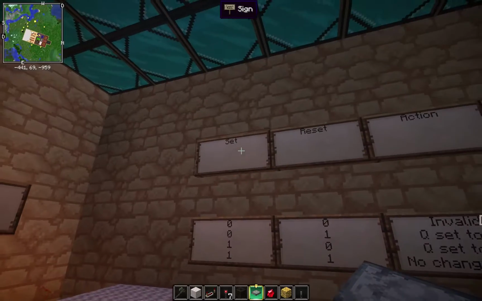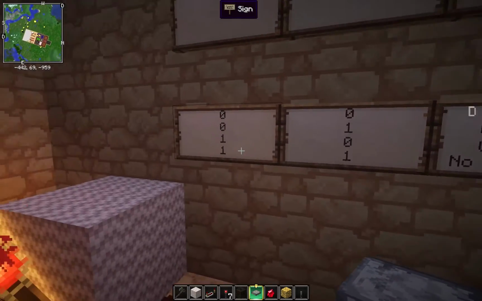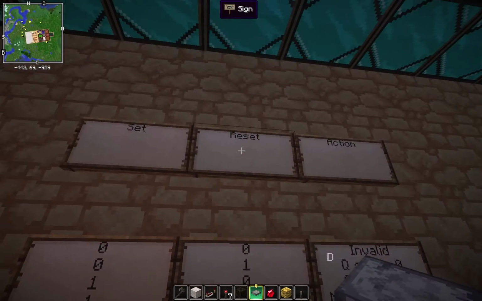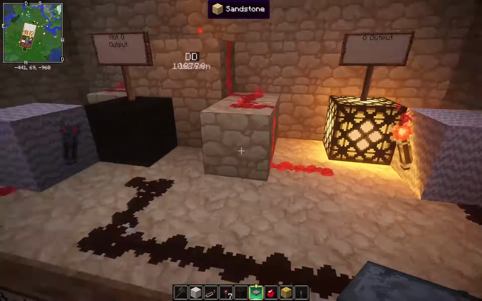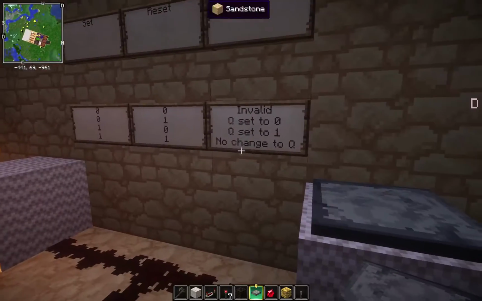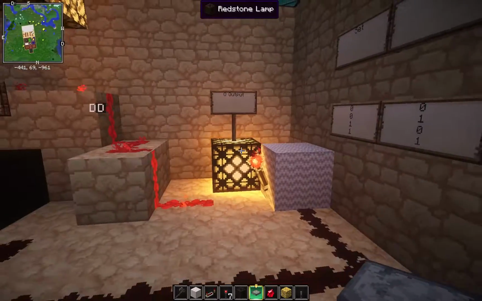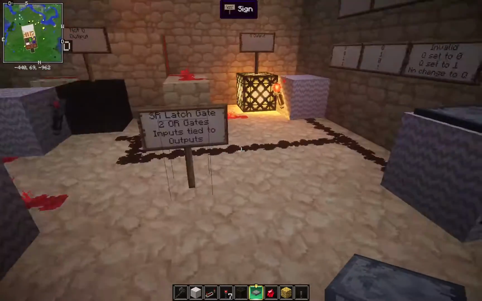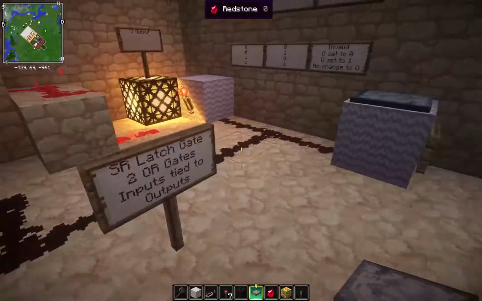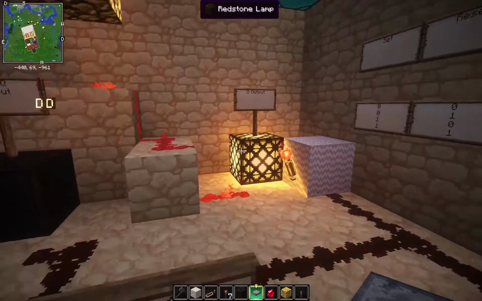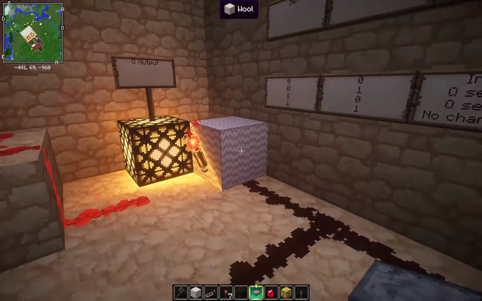Now, if you somehow set up a situation where set and reset are both being powered, what would really happen in the real world with a real SR latch gate would be that there'd be no change to Q. So if Q is on and you have both of these powered on, Q would stay on. If Q is off and you then set both of these to on, Q would stay off.